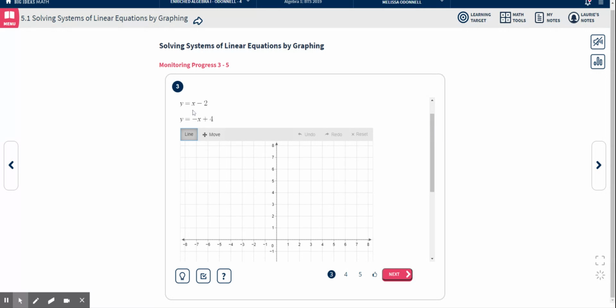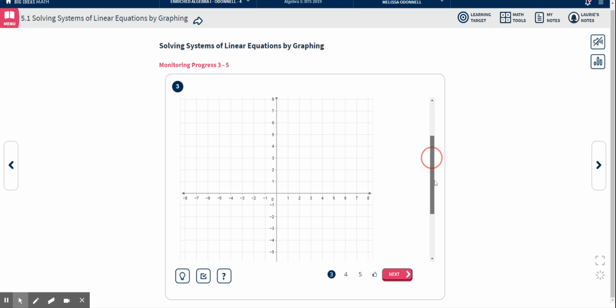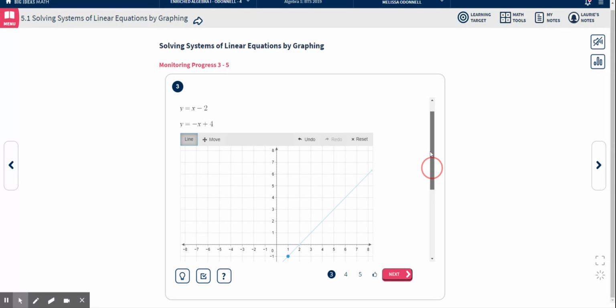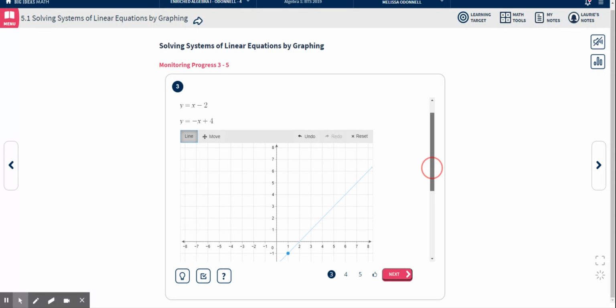So for example, this first equation I see is in slope-intercept form. y equals 1x minus 2. So I'm going to put a point at -2, and I'm going to use my rise over run, up 1 over 1, to plot another point, right? Up 1 over 1. And you can check to make sure your graph is plotted correctly by looking at additional points. Then my next equation is y equals -x plus 4.